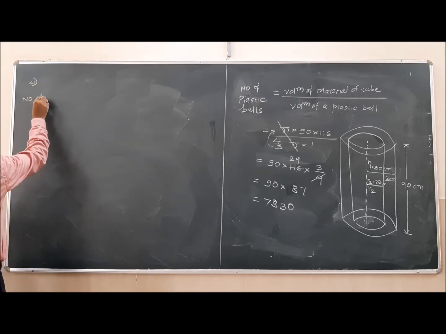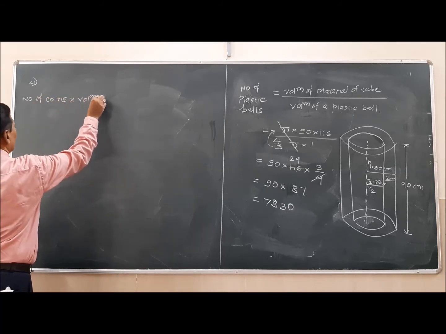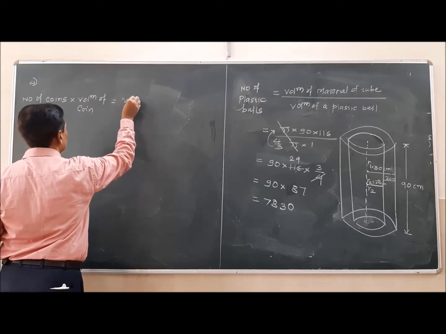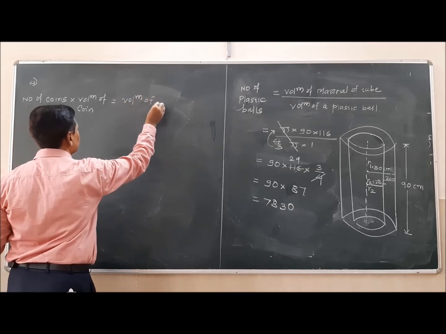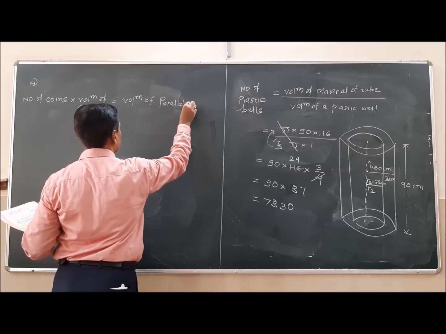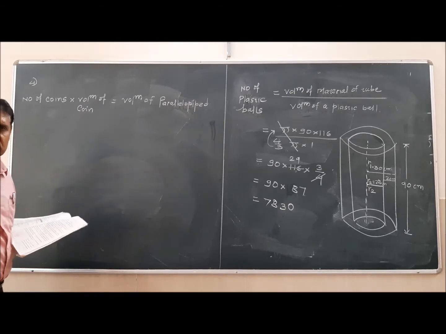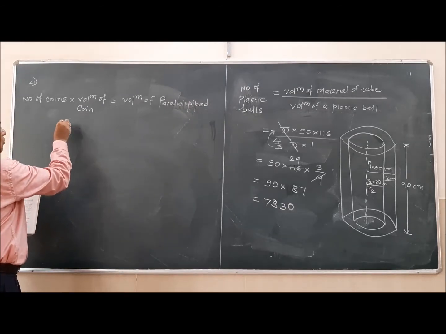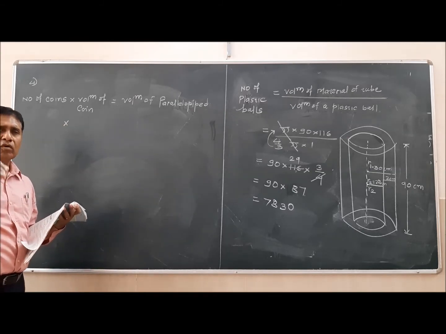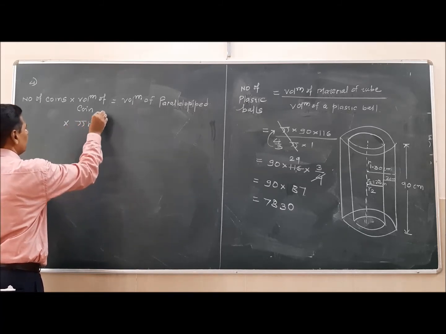Number of coins into volume of a coin is equal to volume of parallelepiped. Okay, so the number of coins I don't know; I have to calculate it. Volume of a coin: it is very interesting to know that a coin is also in the form of a cylinder, so I write its formula as pi r square h.